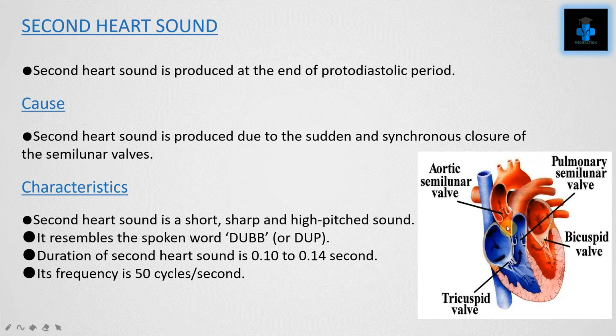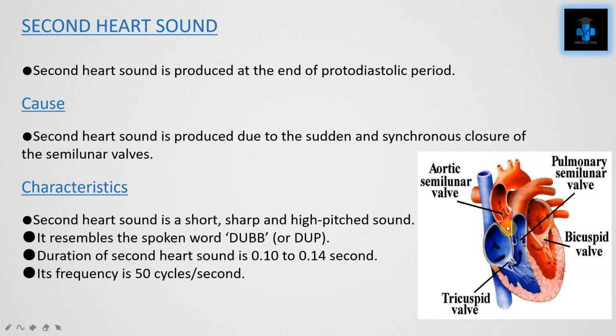Now let's move on to the second heart sound. The second heart sound is produced at the end of protodiastolic period. Protodiastole is the short period in the cardiac cycle between the end of systole and the closure of the aortic valve, marking the start of diastole.